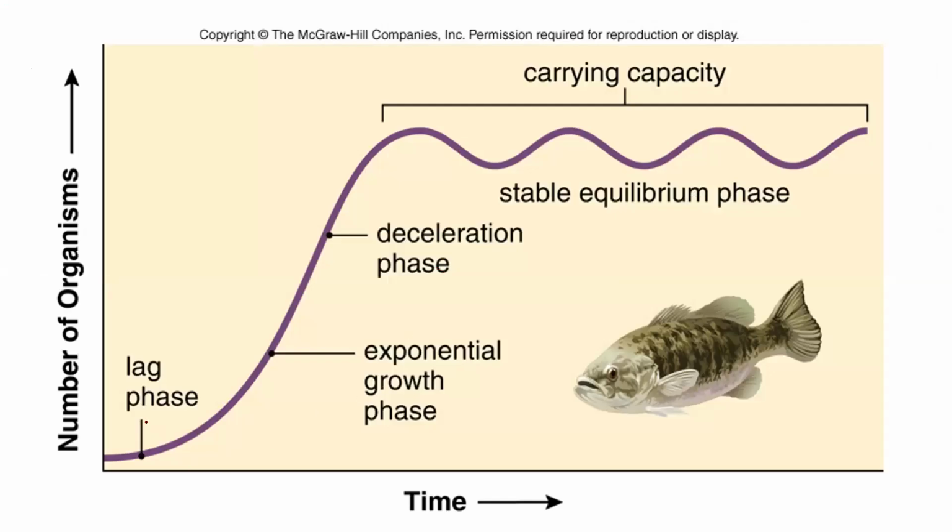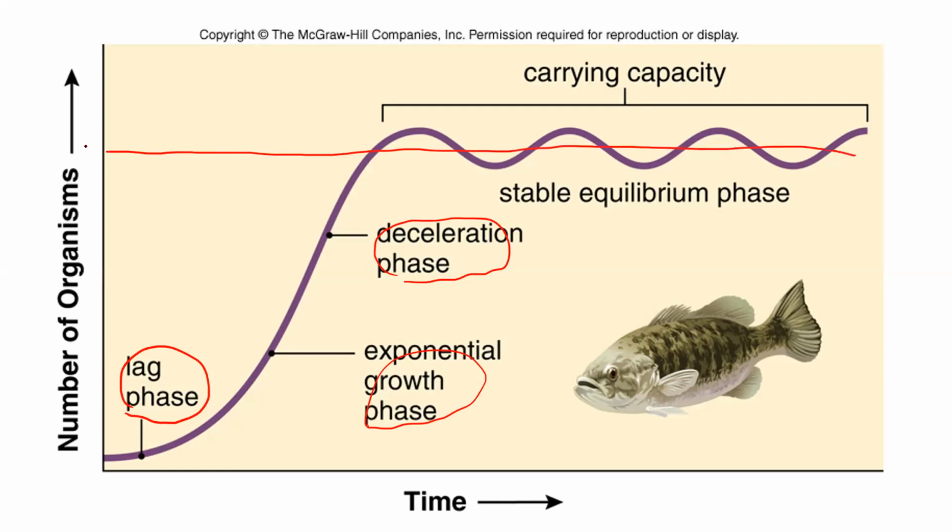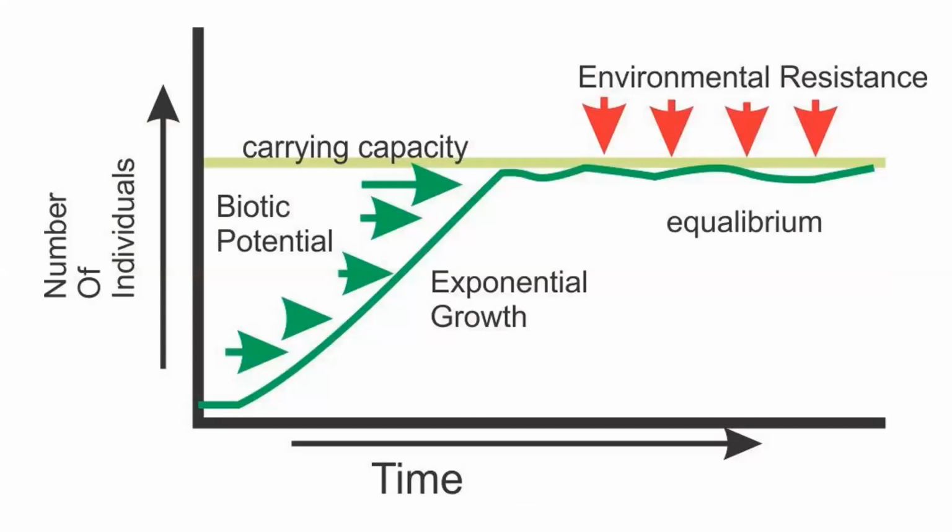Another way to look at it: the slow adjustment phase is called the lag phase. There's the exponential phase. Things start slowing down as density dependent factors increase. And there's our carrying capacity. It fluctuates above and below a set number, K. Another way to look at it, high biotic potential, that's right, and it hits carrying capacity.